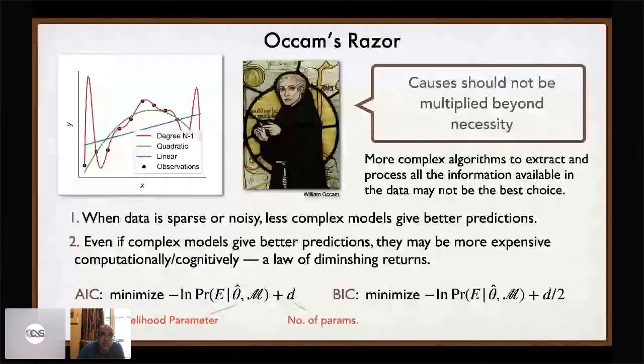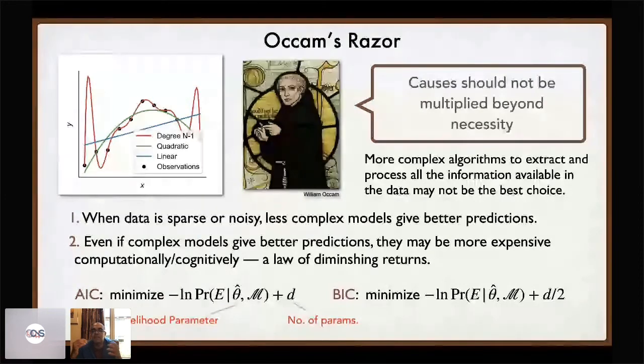So this gentleman here is William of Ockham. He was a 12th century scholastic philosopher in a time when people were debating the causes of things in the world, in particular the attributes of God. He had this aphorism: causes should not be multiplied beyond necessity. We take this to mean today in modern science that we should not try to make our model of the world unnecessarily complex.